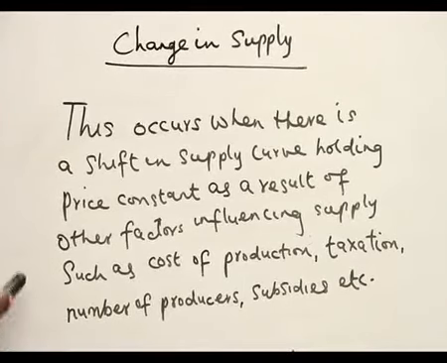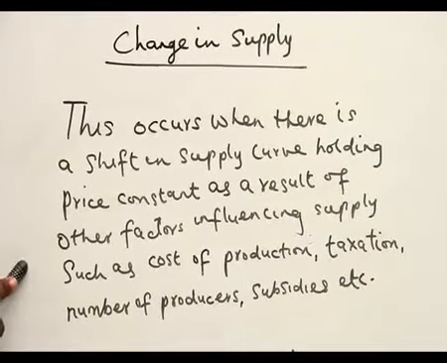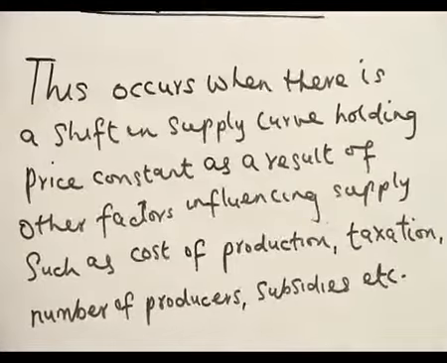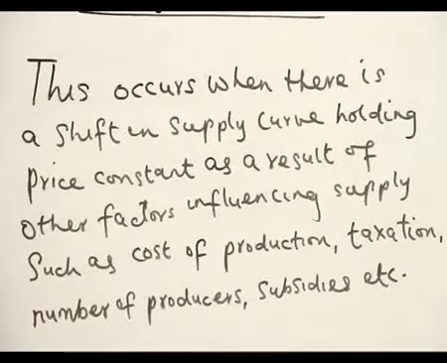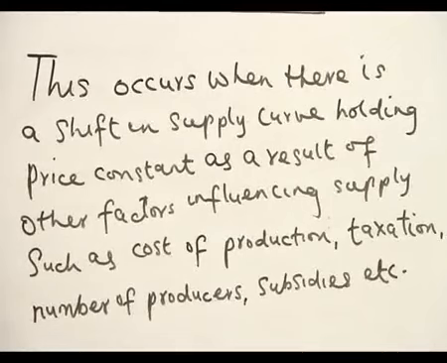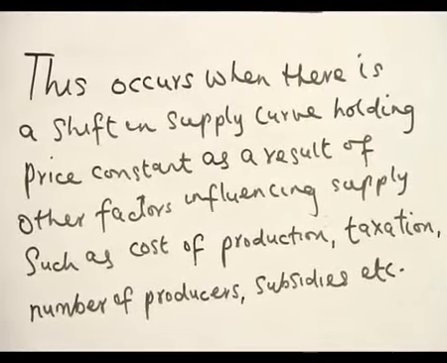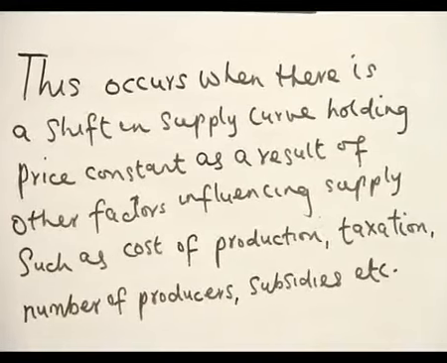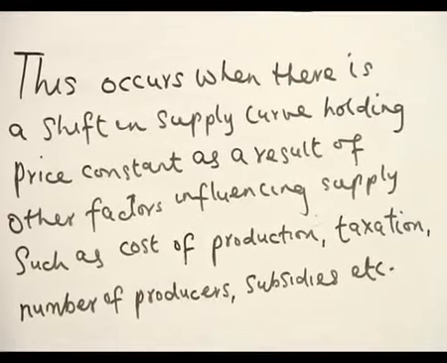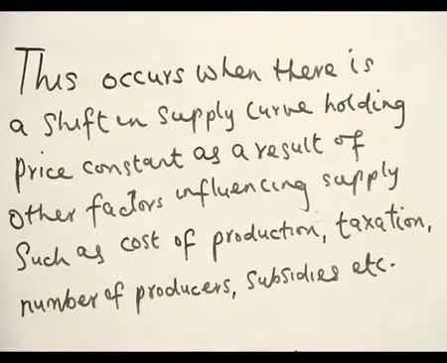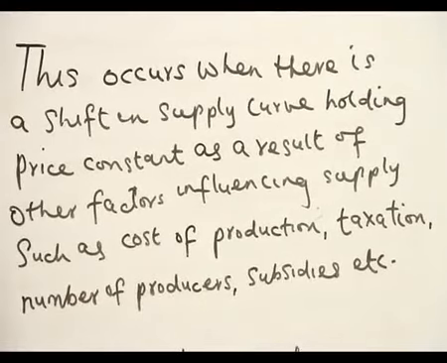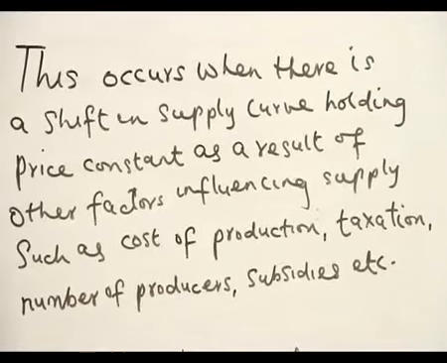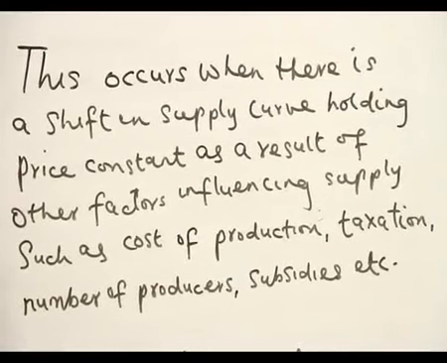That is a situation where the price is still 100 naira, say for instance, and there is an increase in supply or decrease in supply. The indication is that it is not the price of the commodity that is influencing supply, but other factors affecting supply apart from the price of the commodity that are influencing it. So we have a shift in supply curve.